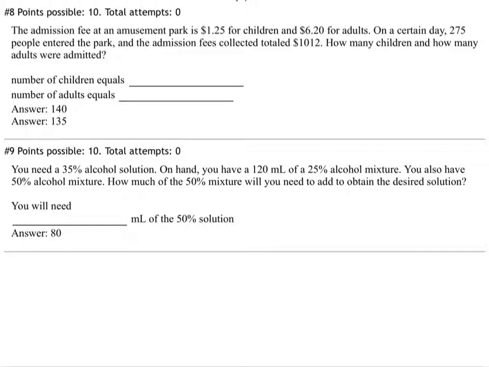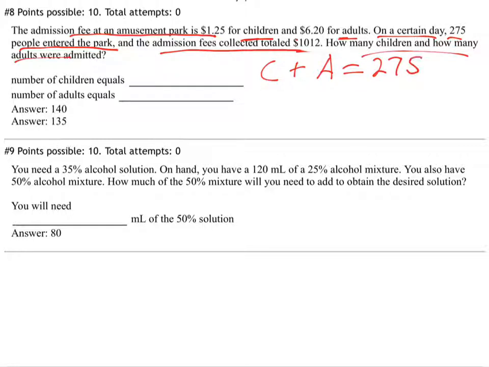The admission fee at an amusement park is $1.25 for children, $6.20 for adults. On a certain day, 275 people entered the park. The admission fees collected totaled $1,012. How many children and how many adults were admitted? Okay, well, let's call it C for children plus A for adults. The total number of people that came in was 275. Children plus adults must equal 275.